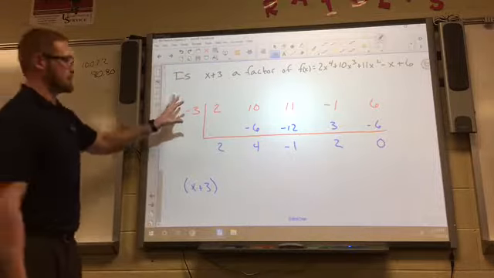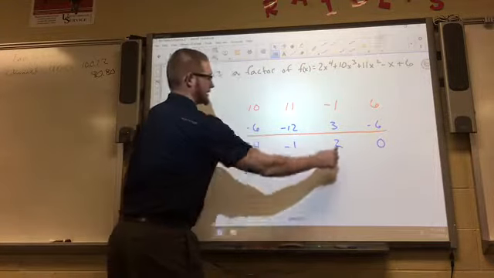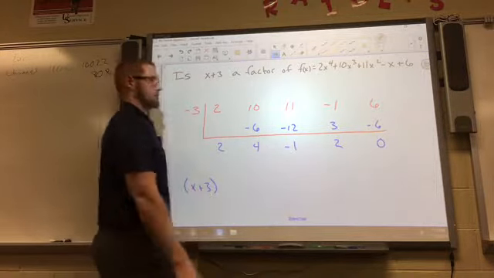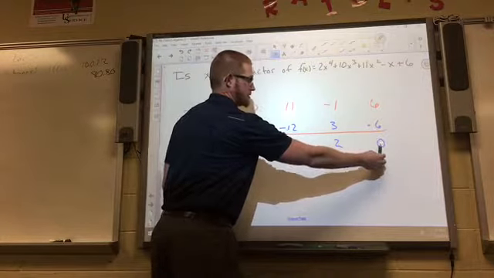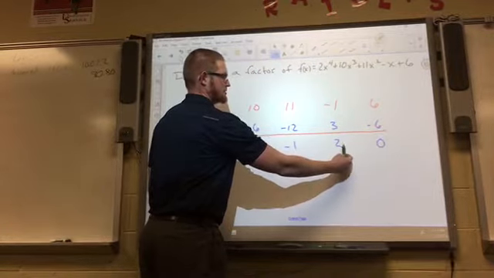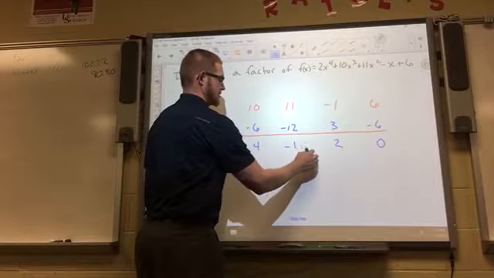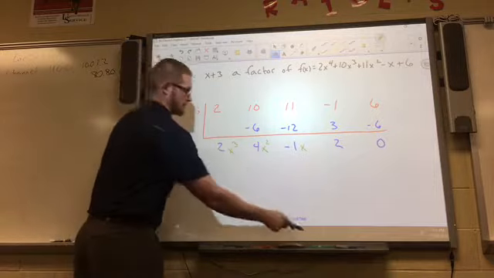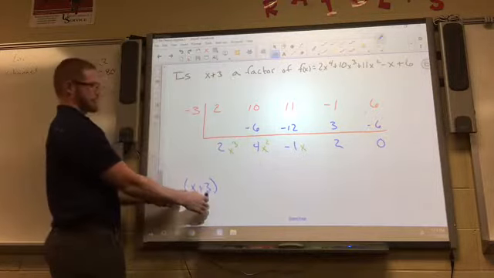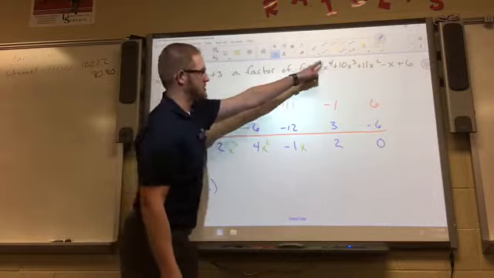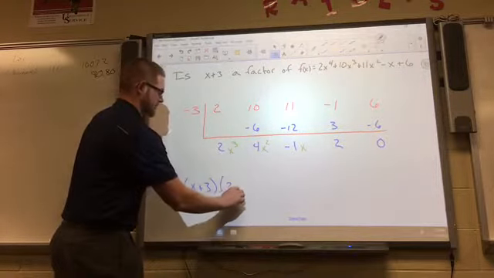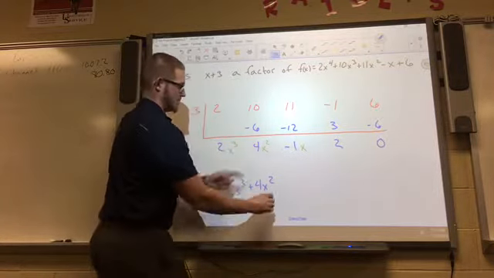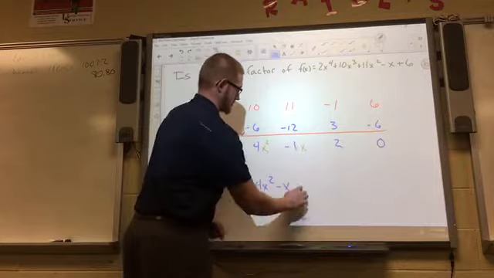But synthetic division gives us the other polynomial after I've factored out the x plus 3. So this is our remainder. This is x to the 0. This is x to the first. X squared. X to the third. So after factoring out an x plus 3, I'm left with 2x cubed plus 4x squared minus x plus 2.